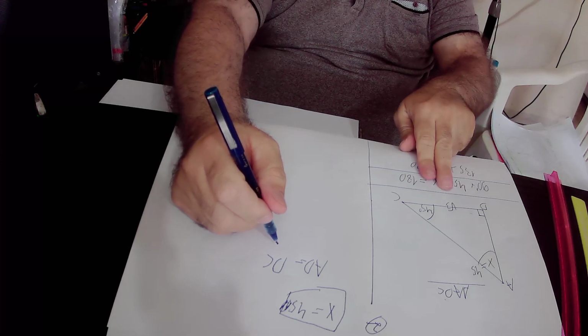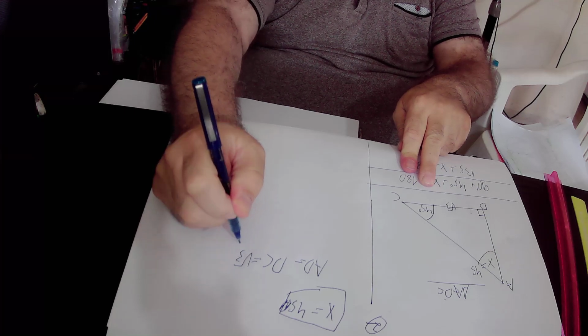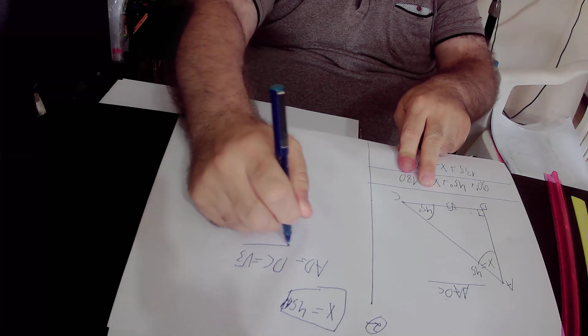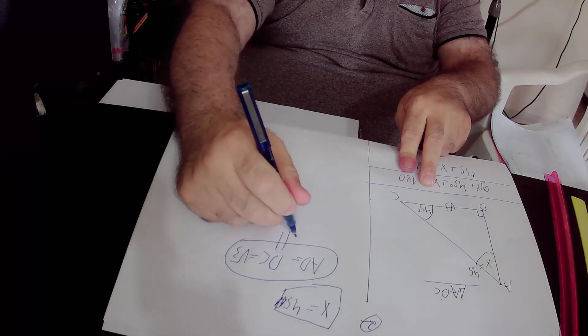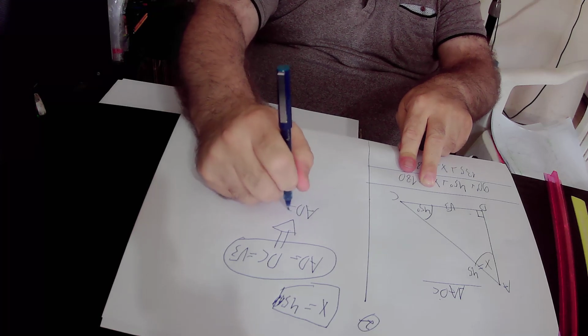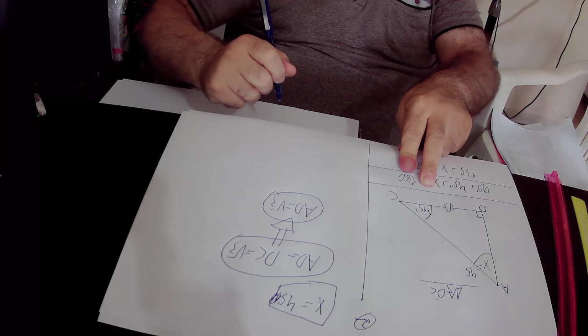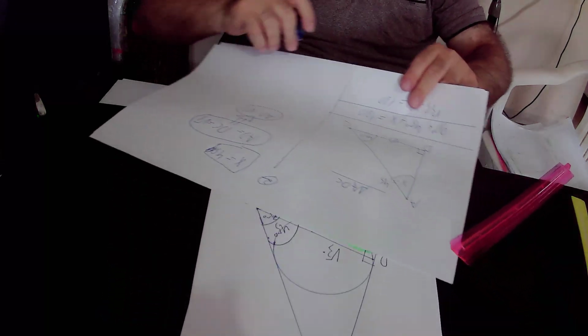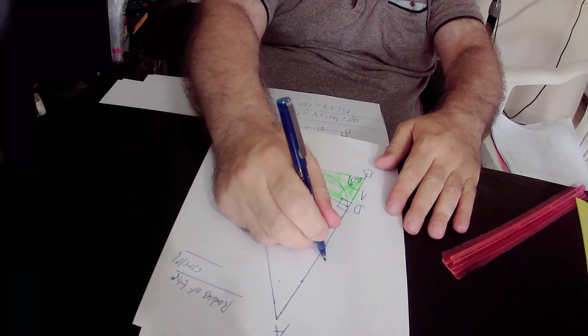But we've already found out that DC equals square root of 3 units. Here DC equals square root of 3 units, and from the equation AD equals DC equals square root of 3 units, we derive that AD is also equal to square root of 3 units. So we can write here that AD equals square root of 3 units.